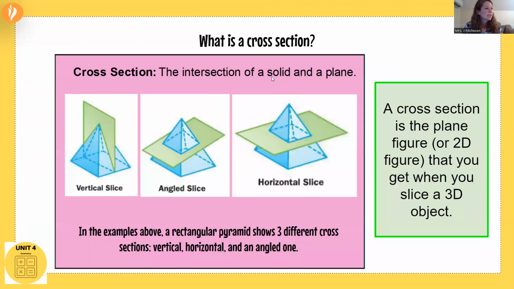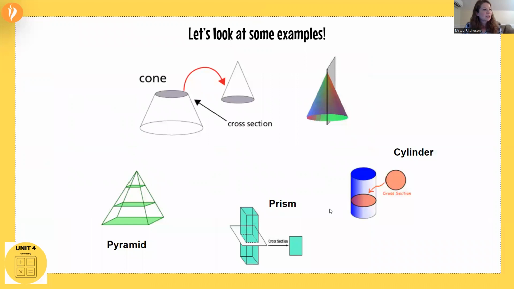All right, so like I was talking about, there are different types of cross sections. We're going to really focus on the vertical slice, and we're going to focus on the horizontal slice. Of course, you could do any kind of angled cut you want, but we're just going to focus on the perpendicular cuts up and down and our parallel cuts. So this is a rectangular pyramid. It's showing that this thing has been cut three different ways, and we're going to look at their cross sections.